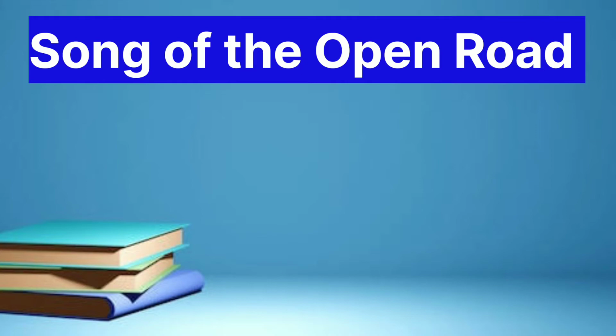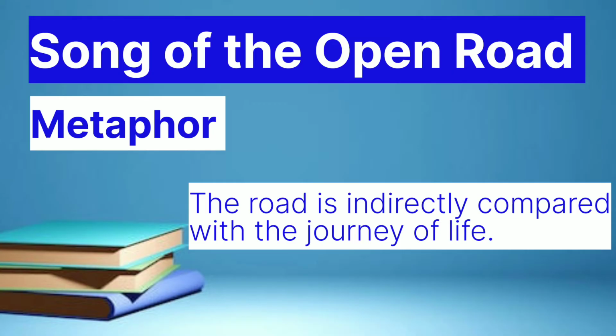The title of the poem is Song of the Open Road. The figure of speech used in the title is metaphor. Metaphor is a figure of speech where there is indirect comparison between two things. Here, the road is indirectly compared with the journey of life. So in the answer, write the name of the figure of speech, that is metaphor, and the explanation for the same: the road is indirectly compared with the journey of life.